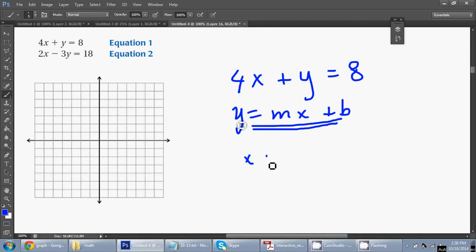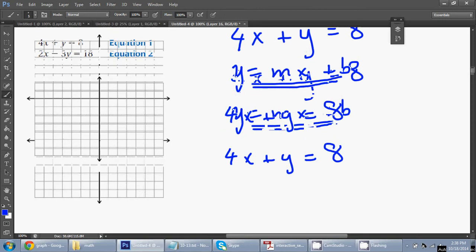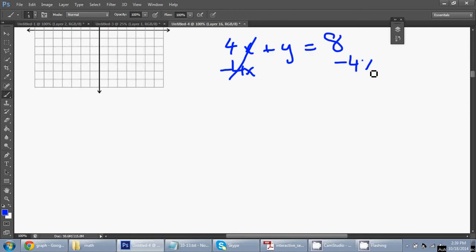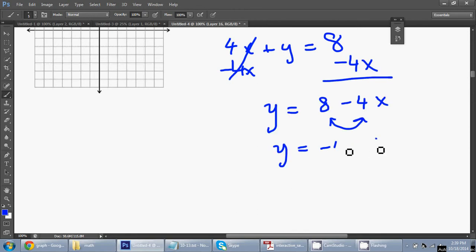So here it's 4x plus y is equal to 8, and I'm going to isolate the y. To isolate the y, I'm just going to subtract 4x from both sides. So right here, minus 4x to get rid of it from here, and minus 4x on the other side. And then you basically get y is equal to 8 minus 4x. This is almost mx plus b. I'm going to rearrange these two terms to get y is equal to negative 4x plus 8. And now this is the kind of function that I recognize and I know how to graph.